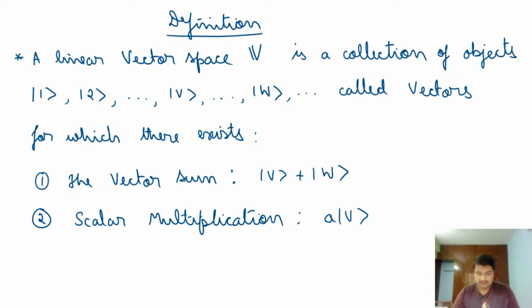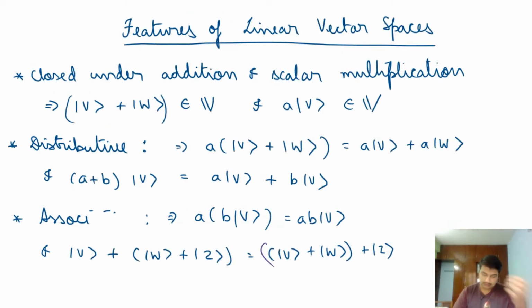This is the definition that we had discussed in the previous video in detail. This is just for you to recall. I'm just going to skim through this very fast, and if you want to review this, you can just pause the video and see. So this was the definition, and these are the features of a linear vector space.